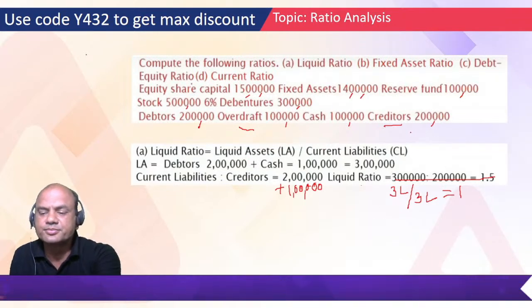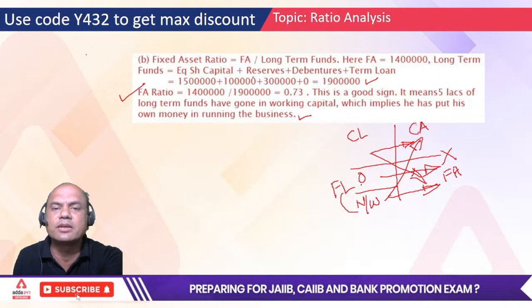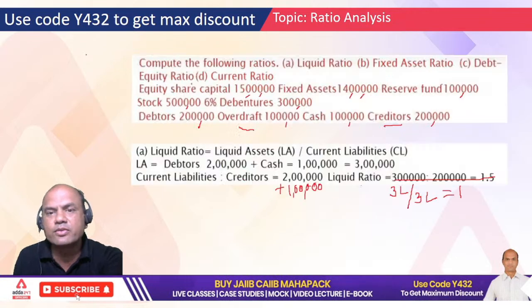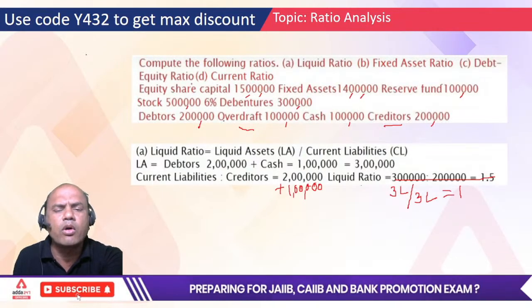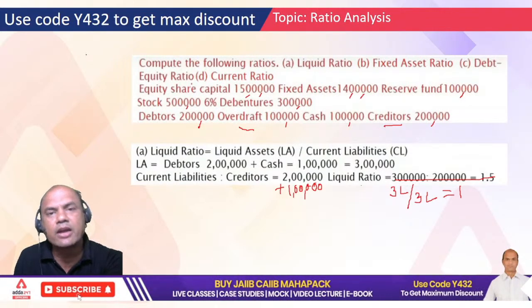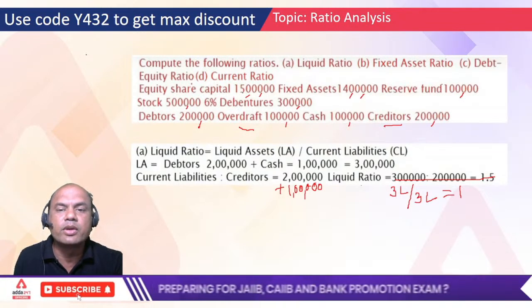Got the point? Next, FA ratio, fixed asset ratio. What is it? Fixed asset upon long term funds. Fixed asset means what is given as fixed asset over here? See this, 14 lakhs. Long term funds means all long term funds, whichever you have taken from outside, like a bank, and whichever you have from your net worth. So what is there over here?